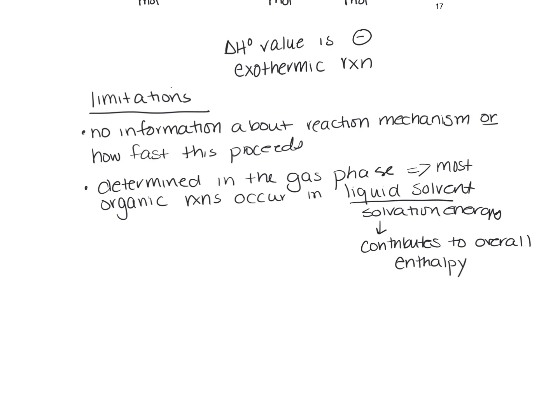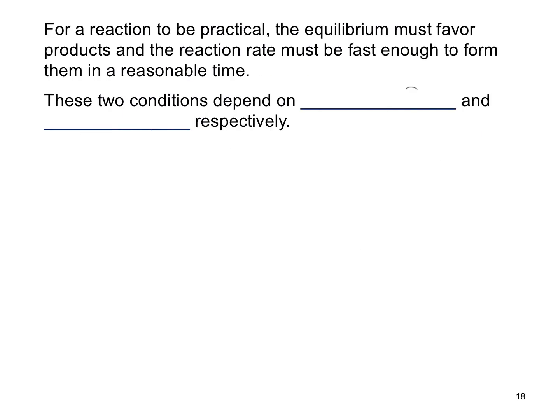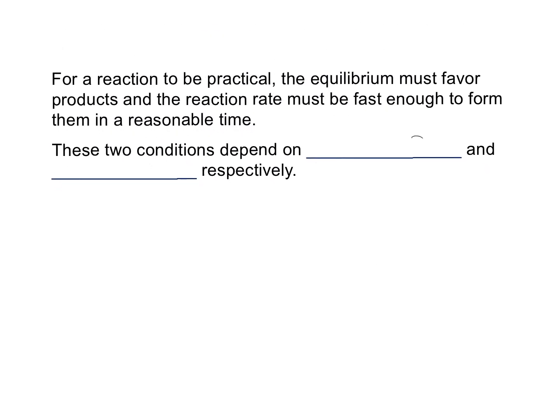Now, we mentioned that to know a little bit more about whether reactions are going to be practical, it would be helpful to have some other thermodynamic quantities. For a reaction to be practical, the equilibrium must favor the products, and the reaction rate must be fast enough to form them in a reasonable time. So these two conditions depend on thermodynamics and kinetics. And remember, kinetics is just the rate or the speed of the reaction.